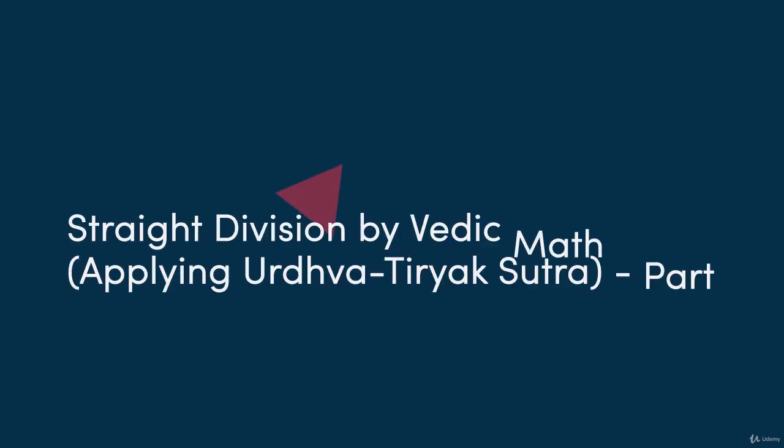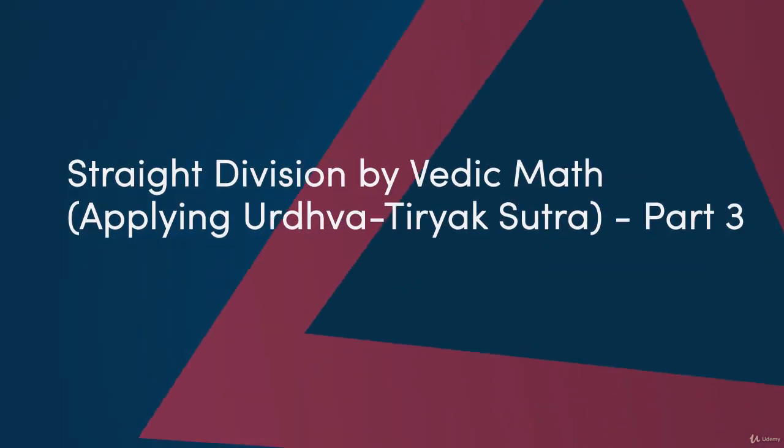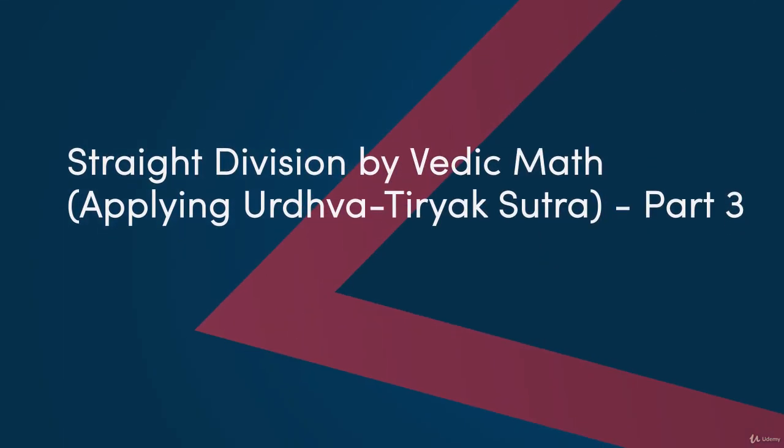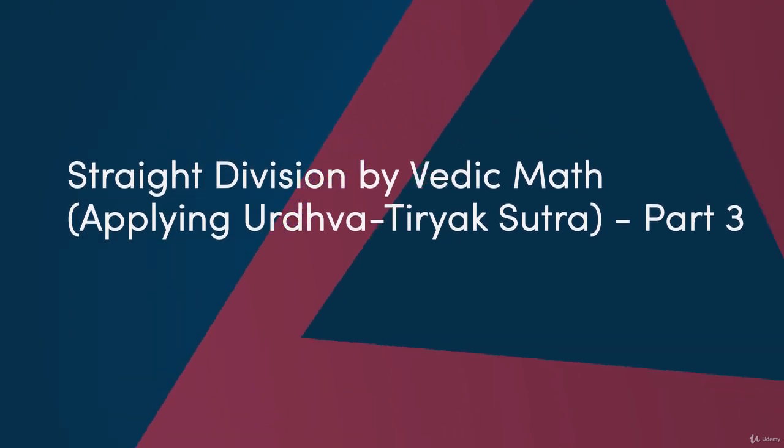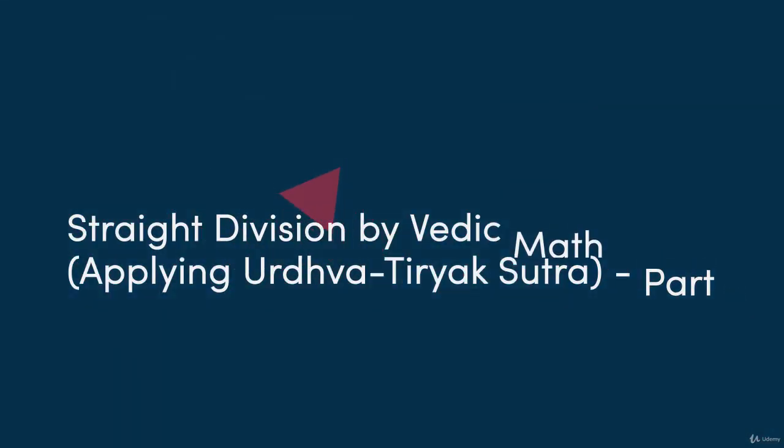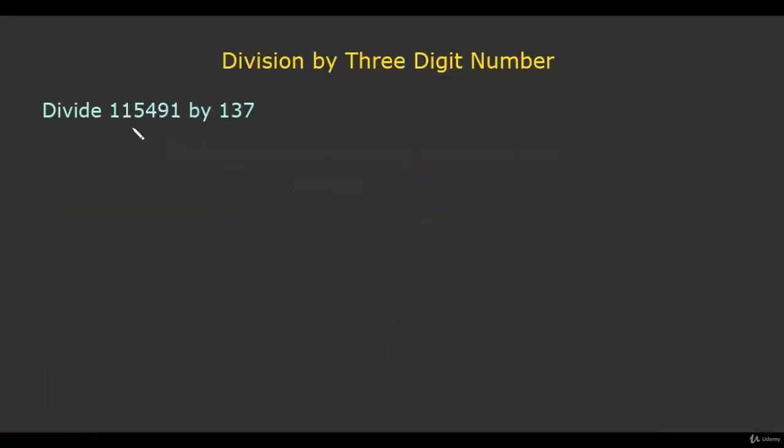Welcome again. This lecture is based on straight division by 3-digit numbers. Here we will be learning how to divide any digit number by a 3-digit number. Now here the dividend is a 6-digit number and the divisor is a 3-digit number. In the straight division method, it's very easy to divide any digit number by a 3-digit number in a single line.